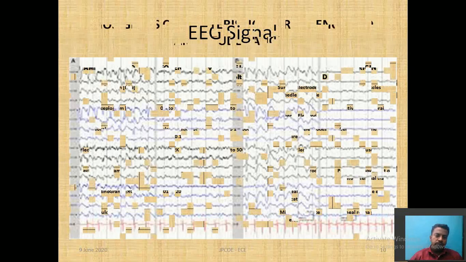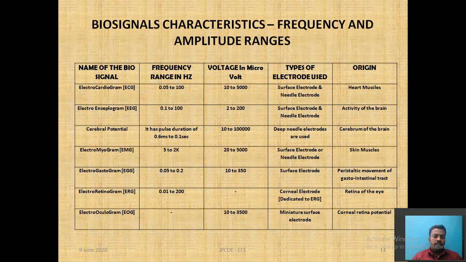Next, we want to see the peripheral potential. The peripheral potential is almost equal to EEG, that is, it is also used to measure the brain. It has some electrodes; a few electrodes are used to measure the cerebral potential.